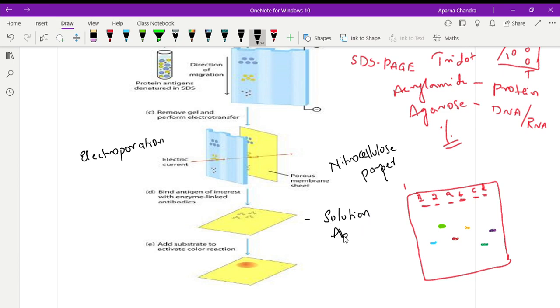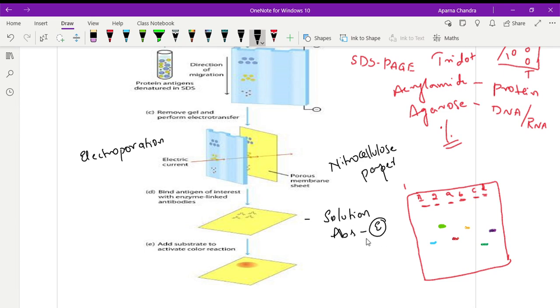Okay, so antibodies that are tagged with an enzyme. Understood? Is that clear? What they are doing now? They are taking this nitrocellulose paper where the impregnation of the respective proteins at those respective positions is done, and that nitrocellulose paper is incubated in a solution containing antibodies which are tagged with the enzyme.